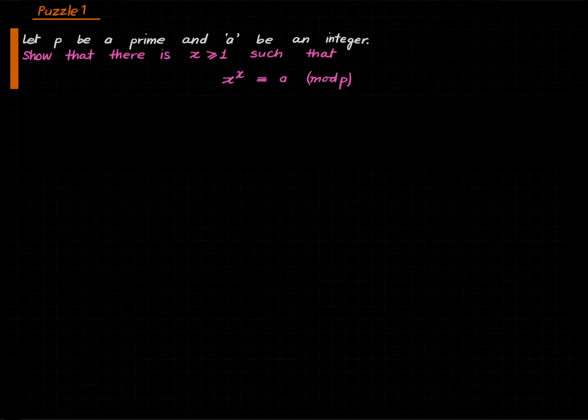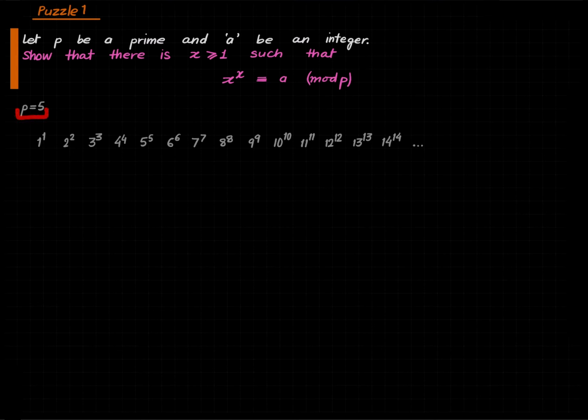Okay, so this is how we will proceed. We will choose a small value of p. I'm choosing p as 5. And then I'm just listing out x to the power x for x starting from 1. So 1 to the power 1, 2 to the power 2, 3 to the power 3, and so on. I've listed them all out.